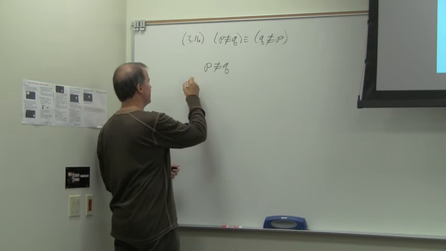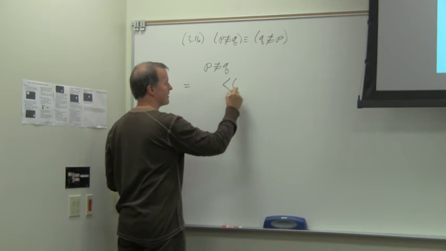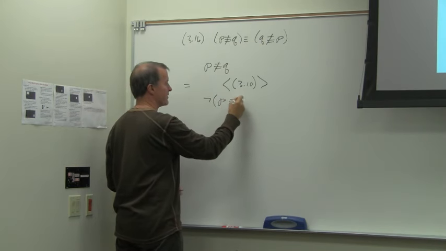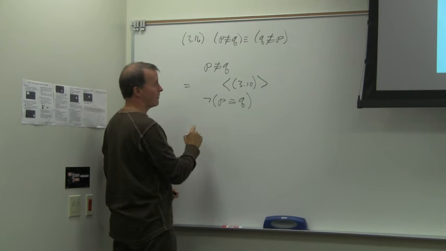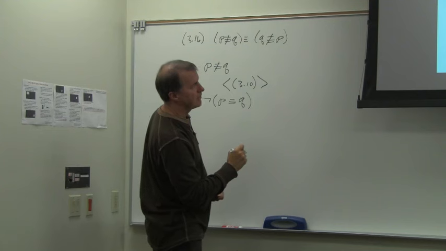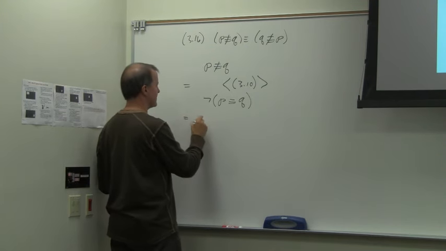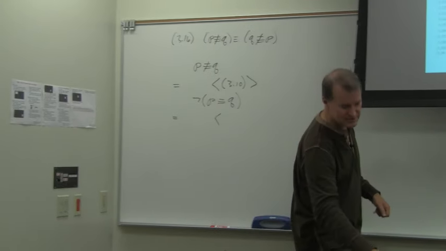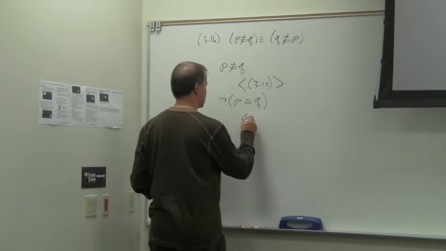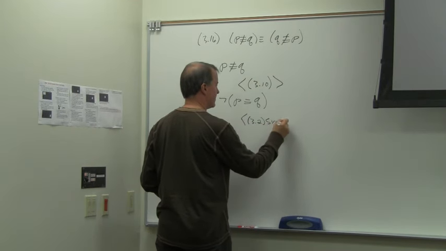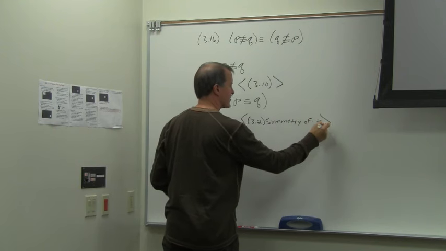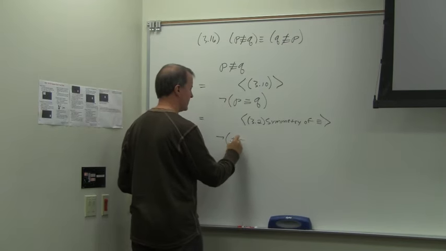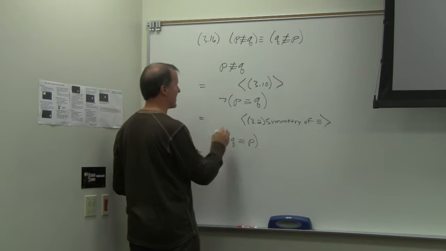So here's what we have. P not equals Q equals, by 3.10, not (P equals Q). Why don't you just use 3.14 and distribute it already? Because we're not distributing it. You're just going to leave the parentheses. Now this equals, by the symmetry of equivalence, 3.2, not (Q equals P). Exactly. And then this equals, and now we reintroduce the not equivalence.